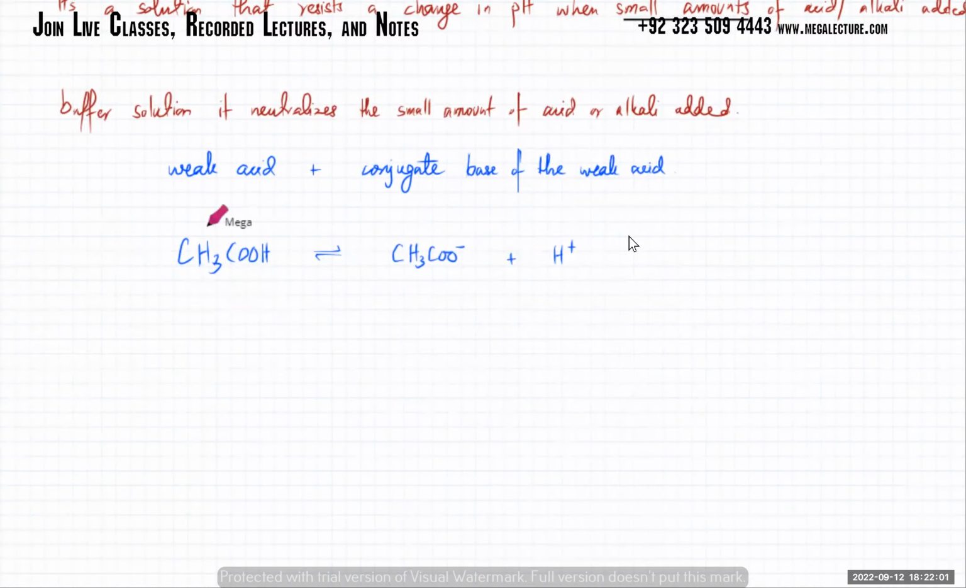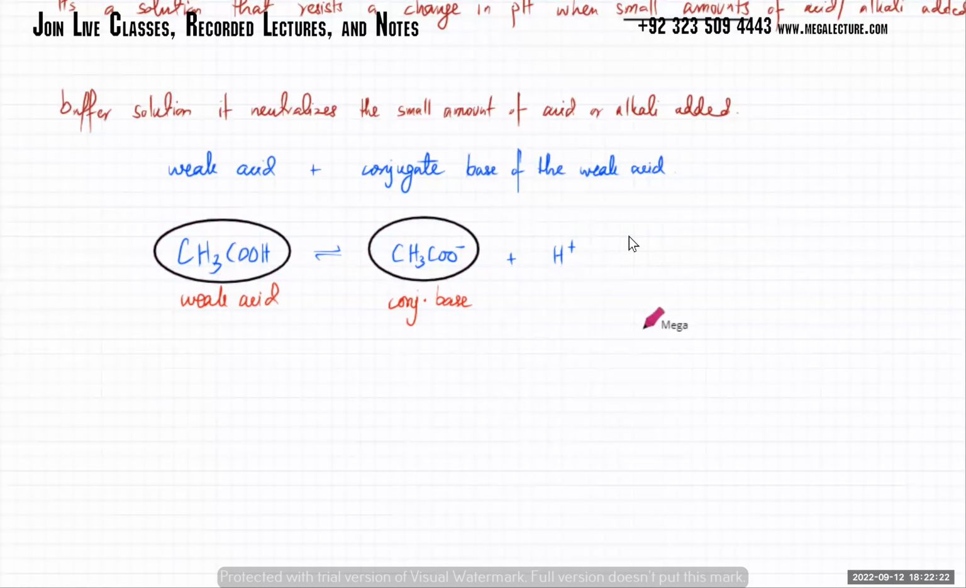Okay, so you need a weak acid, plus at the same time you would also need the conjugate base. And remember, a weak acid will produce a conjugate base. So you need two things. You need ethanoic acid, plus at the same time, you also need its conjugate base. You need both of them in the same solution, and that will form a buffer.